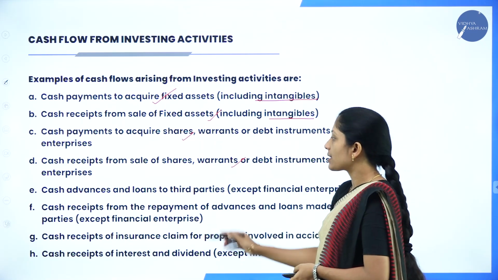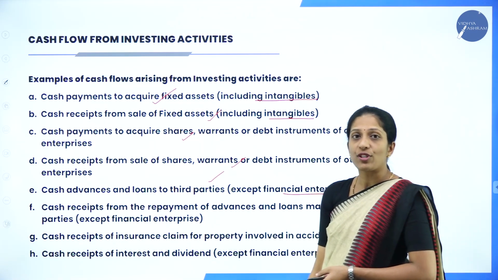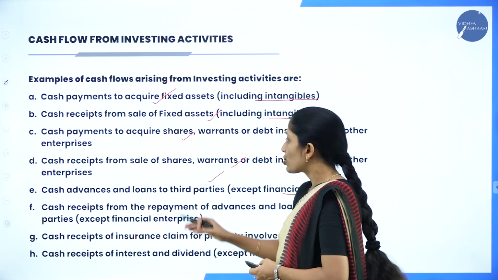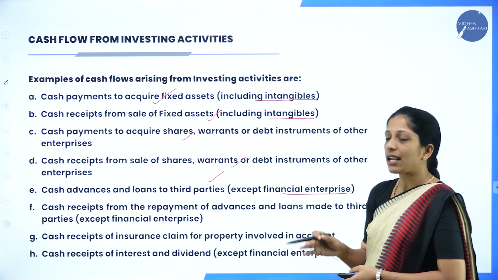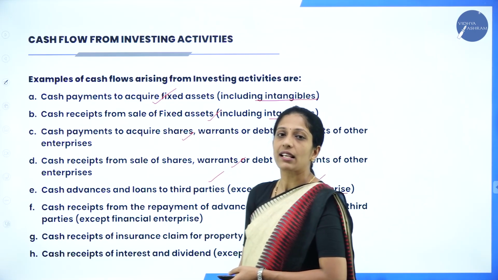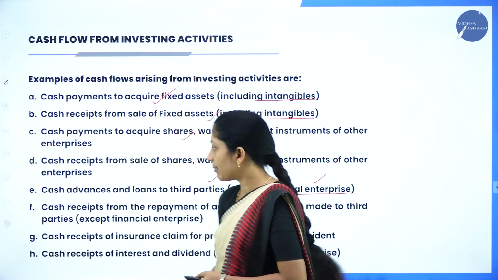Next, cash advances and loans to third parties except financial enterprise. So suppose if it is a financial enterprise, then it comes under operating activities. So it should be cash advances and loans to third parties except financial enterprise. So financial enterprise has to be excluded here. So if it is included, it comes under operating activities.